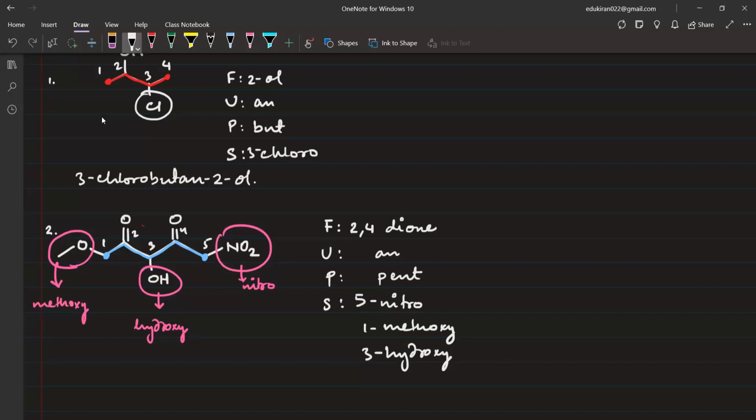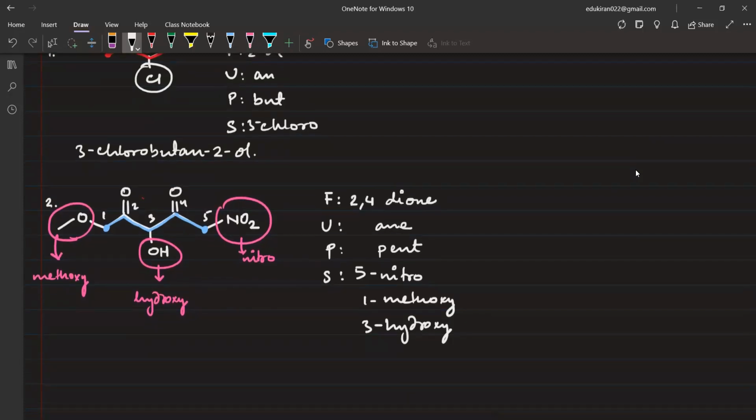Here you learn a few more things. One more thing you have to remember: whenever the functional group starts with di, tri, tetra, then the unsaturation becomes A and E, that is, suffixed by E. Similarly, if the unsaturation becomes diene, triene, or diyne, triyne, then the parent becomes penta, hexa, hepta, and so on. I will write that point down, don't worry about it.